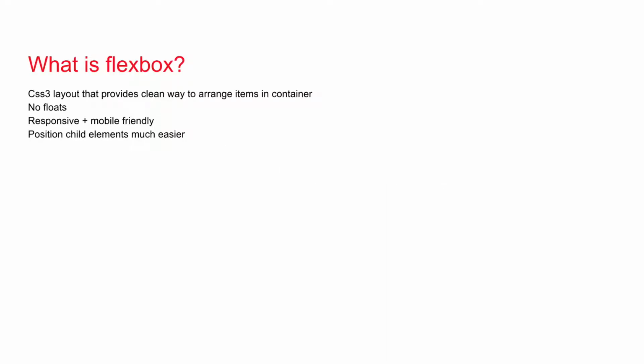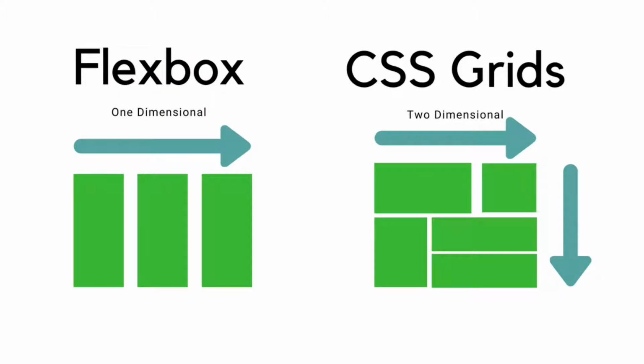So what is Flexbox? Flexbox is a layout in CSS that provides a clean way to arrange items in a container, much like a grid. It doesn't have any floats, which makes it a lot easier to use than a grid. It's responsive and mobile friendly, meaning that you don't have to use media queries necessarily, although you can if you'd like to for further customization. Also, you can position child elements much easier than you can in a grid. So let me go ahead and show you what it looks like.